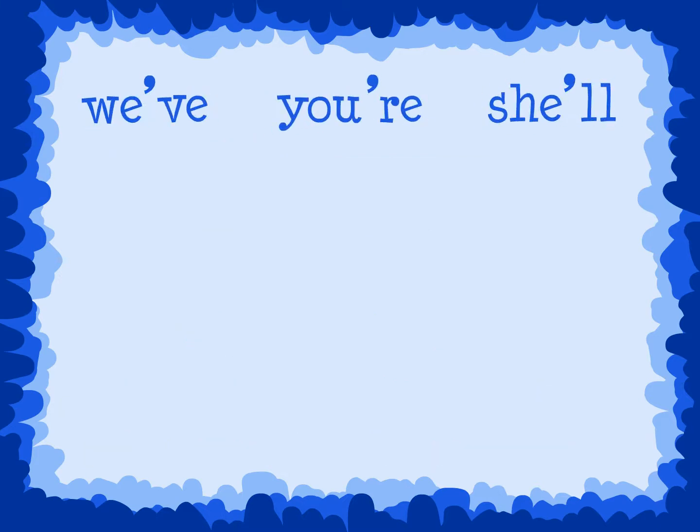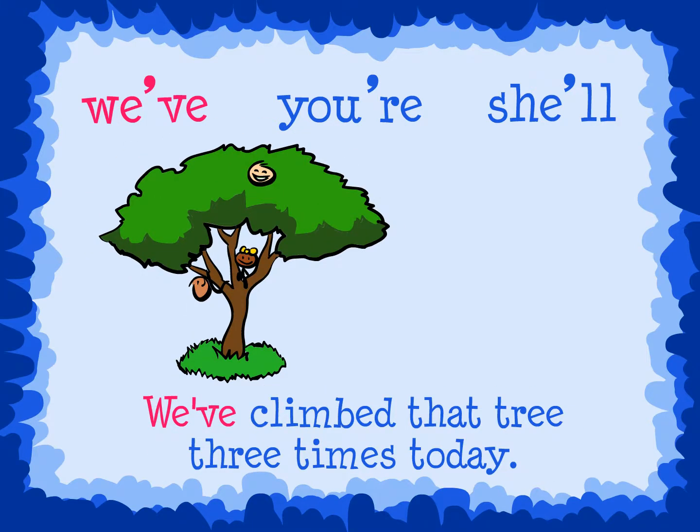Here are some contractions. See if you can figure out what two words form the contractions. The first example is we've. In a sentence, we could use the word we've by saying, "We've climbed that tree 3 times today." What are the two words that form the contraction we've? That's right, we have. The apostrophe takes the place of the H and the A.